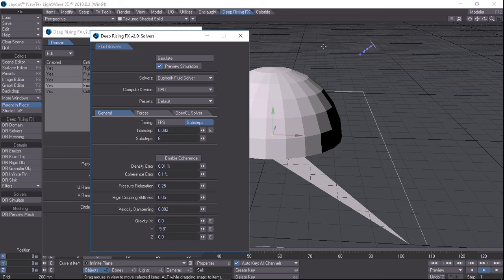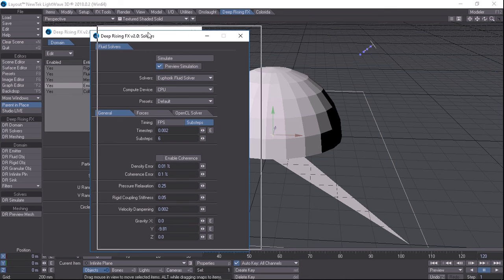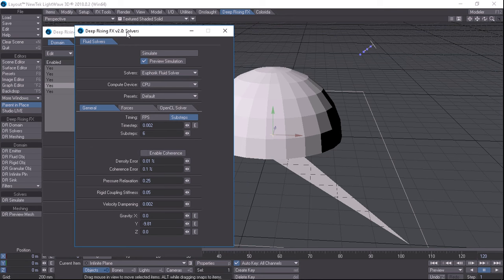Hello, and welcome to the sixth part of the Deep Rising Introductory Training. We're going to continue looking at the Eulerian fluid solver. In the last lesson, we looked at timing, time steps, and sub steps for controlling the speed of your simulations. In this video, we're going to look at pressure relaxation and velocity dampening.